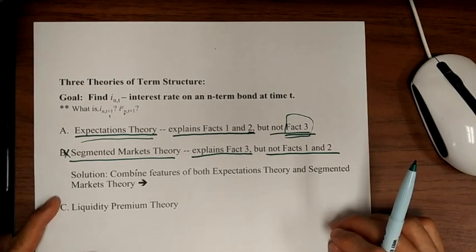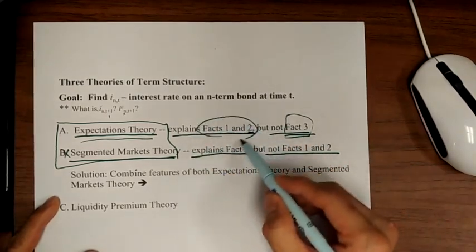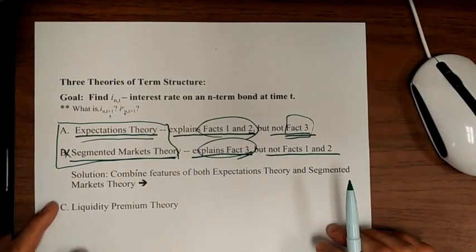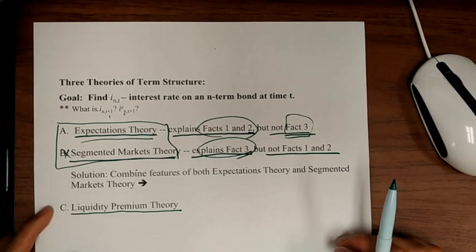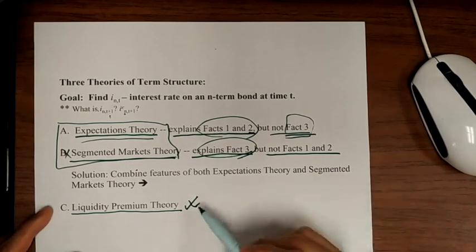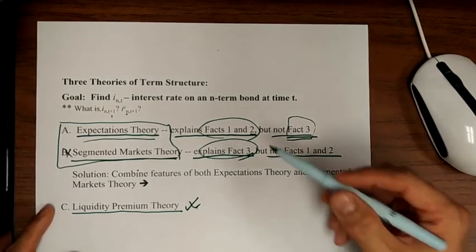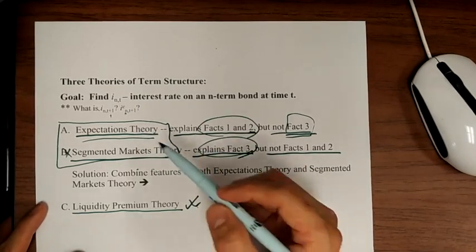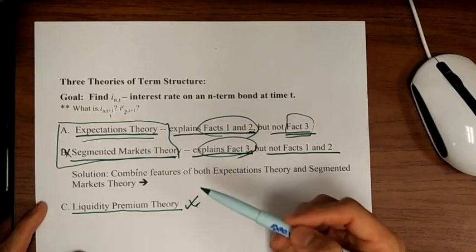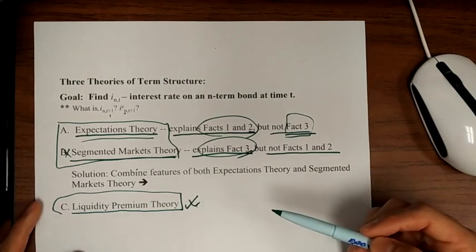So what can you do? The answer is we combine these 2 theories so that all 3 facts can be explained. That theory is called the liquidity premium theory. And this is the correct theory because it can explain all the 3 facts that we observed on the bond market, on the yield curves. So in the following, we are going to introduce one theory and the next, and then to find the correct theory.